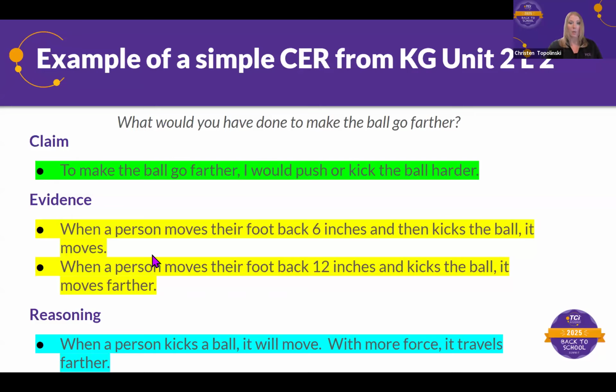And then I'm going to go ahead and go on to the next part here. Let me see if I can move this. Sorry about that, guys. My bar is in the way. There we go. So when a person kicks the ball, it will move with more force and it travels further. Okay, so now we're going to jump into the 4th grade example.